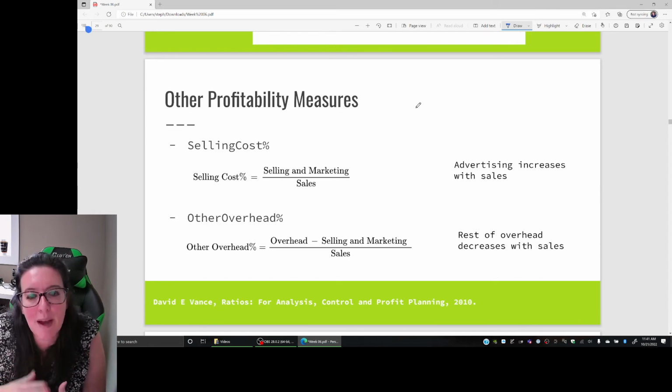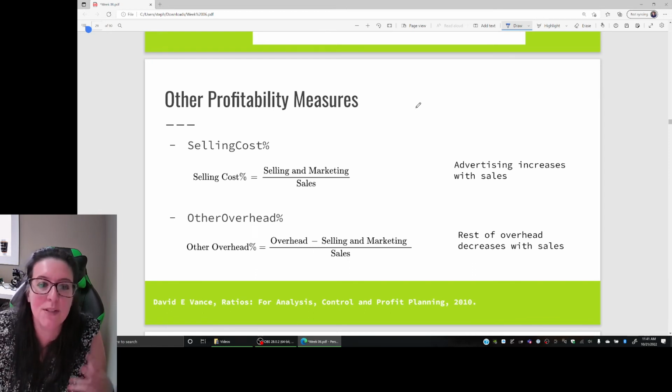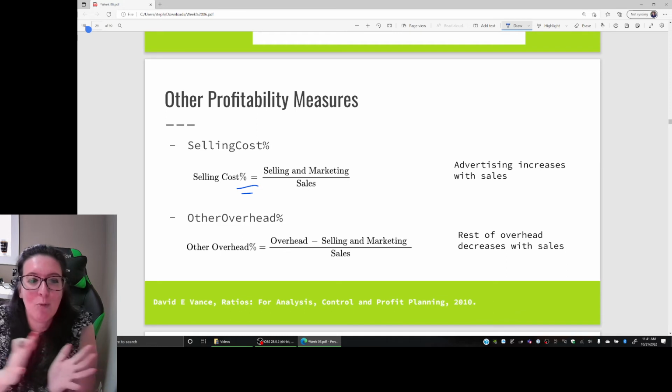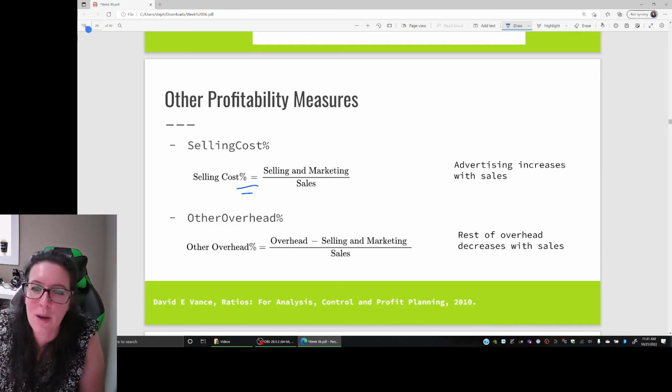We would expect that for advertising and sales, we have to put in more effort and more promotions to sell more. So we expect advertising and sales to go up with our sales revenue. But when we look at it as a percentage, we're looking at that ratio. And so we would like the selling cost percentage to not be going up. So advertising increases with sales, but the selling cost percentage should stay about the same.